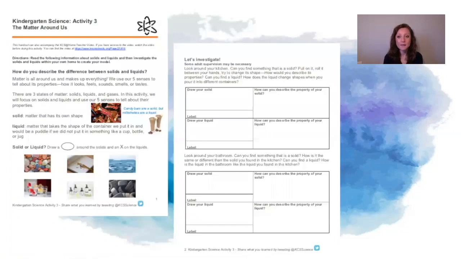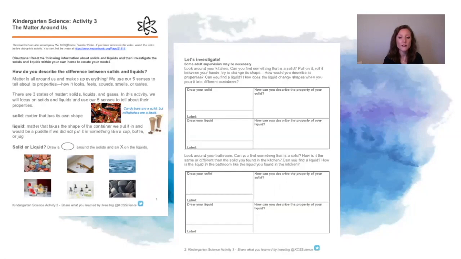Well, today, if you have the handout that goes along with this video, you're going to notice that on one page, it tells about solids and liquids. Hopefully, if you're watching this video, you have learned a little bit about solids and liquids. You've learned that they are part of matter and that matter is everywhere, and that solids are matter that have their own shape, and liquids are matter that have to take the shape of their container. Because if they don't, then they turn into a puddle or just a mess on the floor.